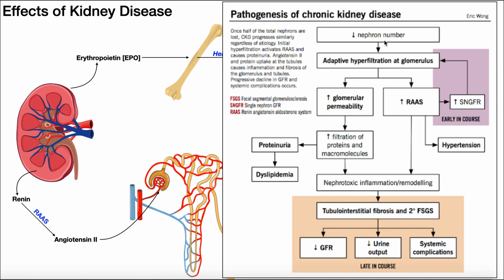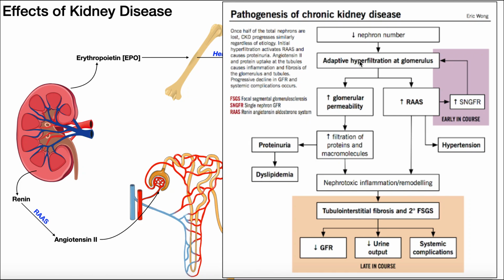Now, initially in chronic kidney disease, so early stages, when there's a reduced nephron number, the kidneys are going to attempt to compensate for less nephrons. And they're going to have what's called adaptive hyperfiltration, specifically at the glomerulus. Recall that the glomerulus is this cluster of blood vessels right here, part of the nephron, and that's the specific part that filters the blood. You can see it right here. And so what this means is that if there's less nephrons, you've got to increase the filtration by each individual nephron. So that's what this adaptive hyperfiltration is. It's an attempt to maintain the same level of filtration, the same filtration rate.